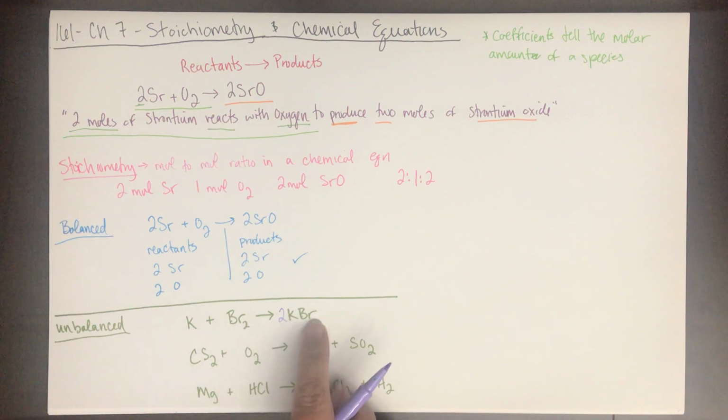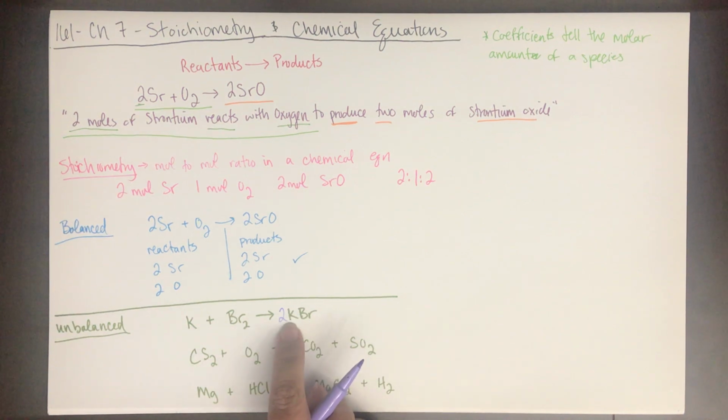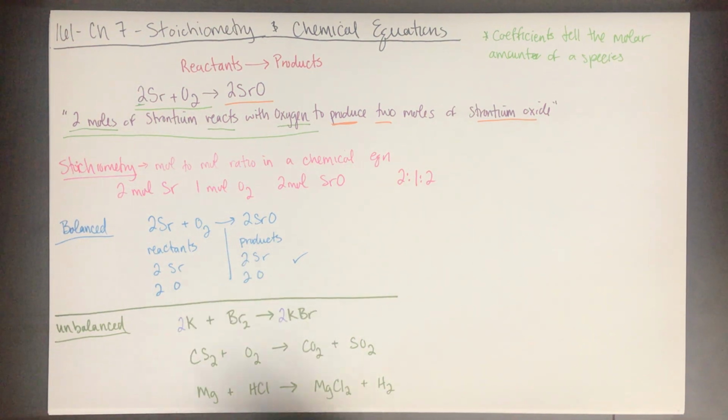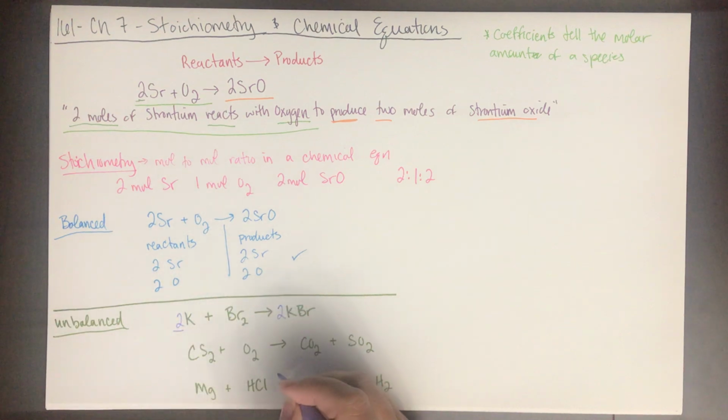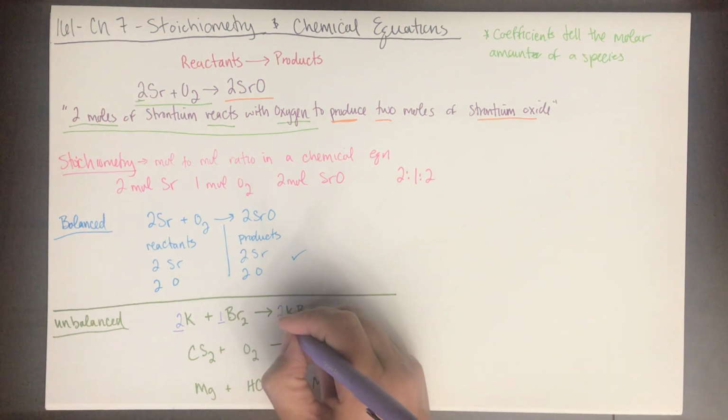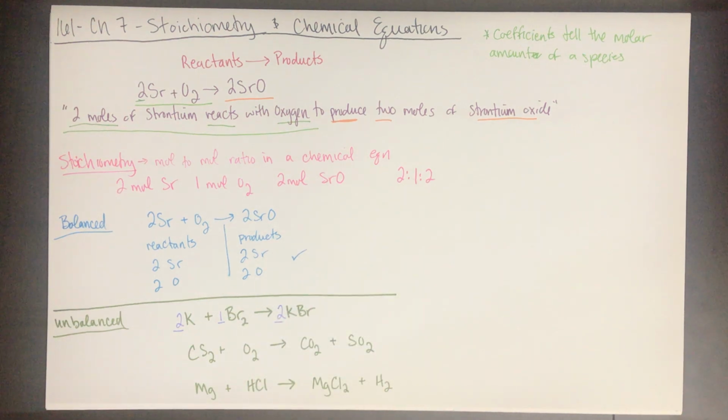I have 2 bromine, but now I also have 2 potassium. So can I balance the other side? Yeah, I can put a 2 here. So the mole to mole ratio is 2 moles of potassium to 1 mole of bromine to 2 moles of potassium bromide. You don't ever need to put the 1 here. 1 is implied. So if there's nothing there, that means you have one of them.